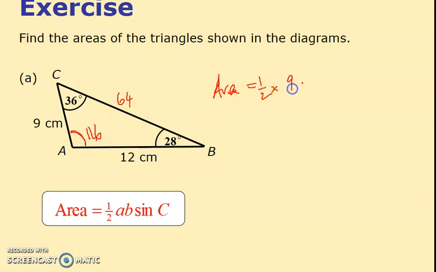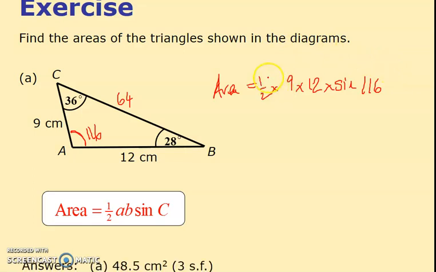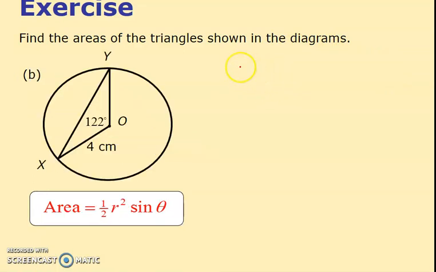So it's a half of 9 times the 12 times sine 116. Okay, typing that in. And I get 48.5. 48.5, there you go. Here's a second one.